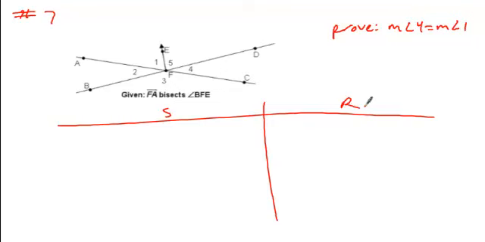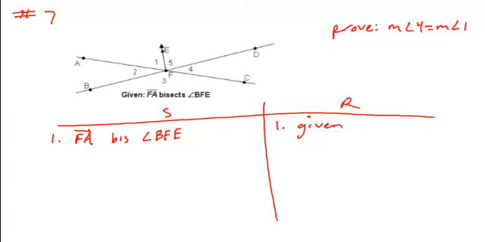So in problem 7, I'll write my givens first. I'm told that FA bisects angle BFE. So that's my initial state, my given information. And I'm asked to prove that angles 4 and 1 are equal to each other.